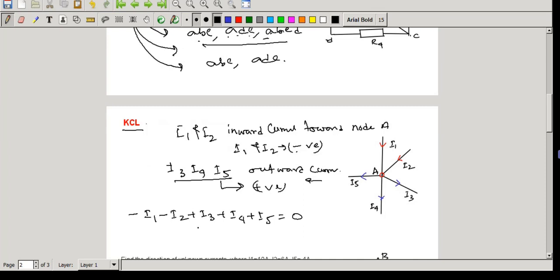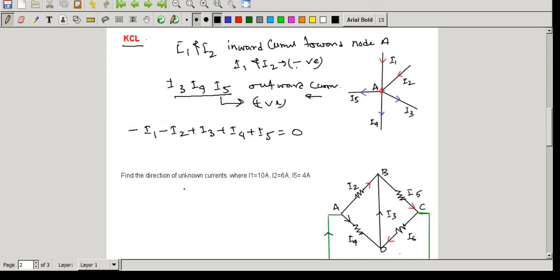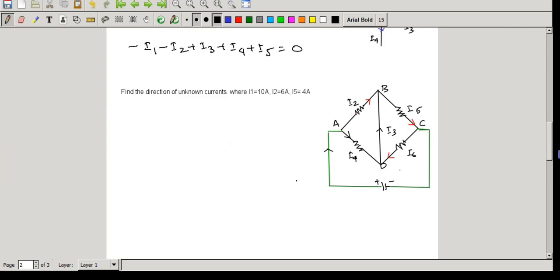Now let's start with an example to better understand KCL. Here is one figure, one circuit we draw. Here you can see nodes A, B, C, D are present. Also there are different currents. Some currents I1, I2, I5 are given, and we have to find out the currents which are not given. So let's start with node A.